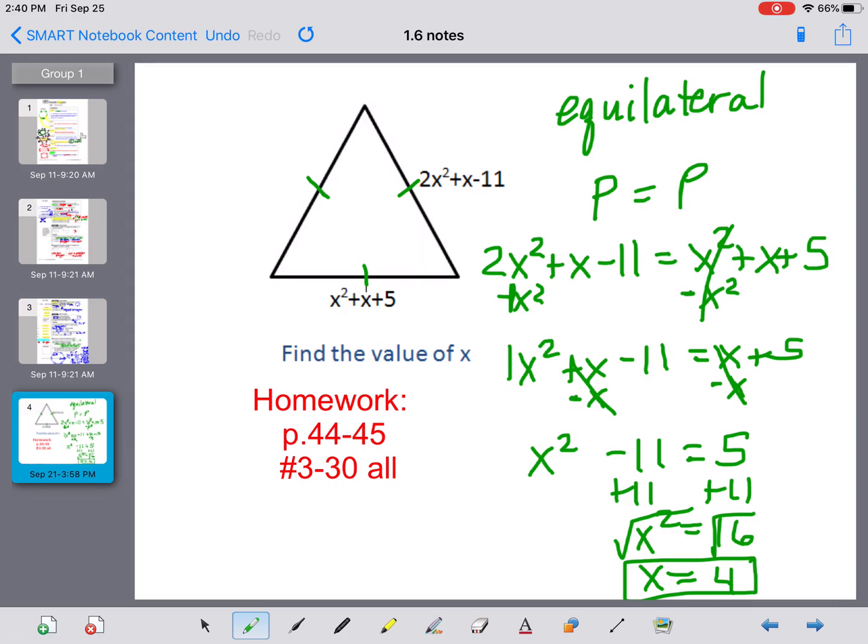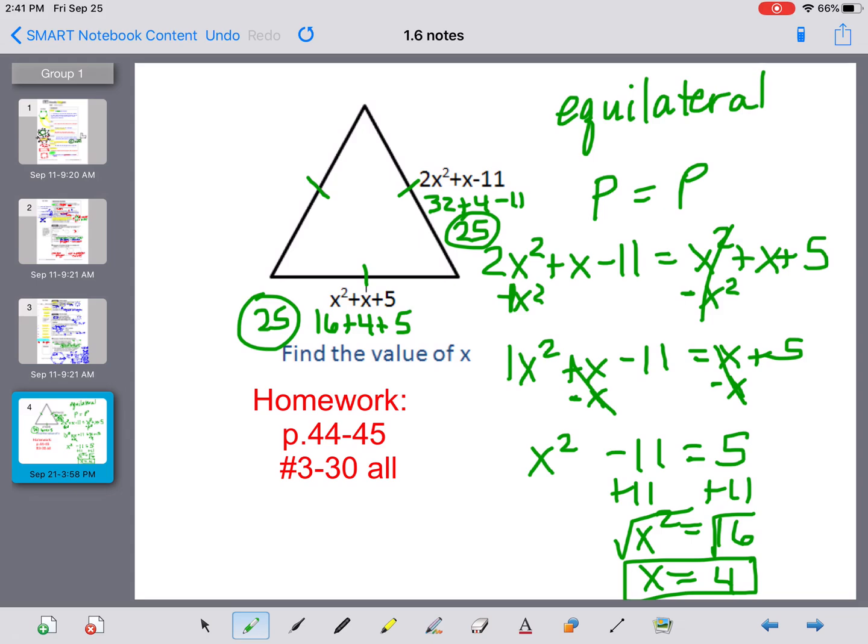When I plug it back in, I can see this. 4 squared is 16, plus 4 is 20, plus 5 is 25. I can plug in the 4 over here. 4 squared is 16 times 2 is 32, plus 4 minus 11. 36 minus 11, 25. Definitely gave us equal sides there when x equals 4. Okay, so just be careful. Don't be scared when you see the x squared. Just, again, do the algebra you know how to do, and it should be fine.